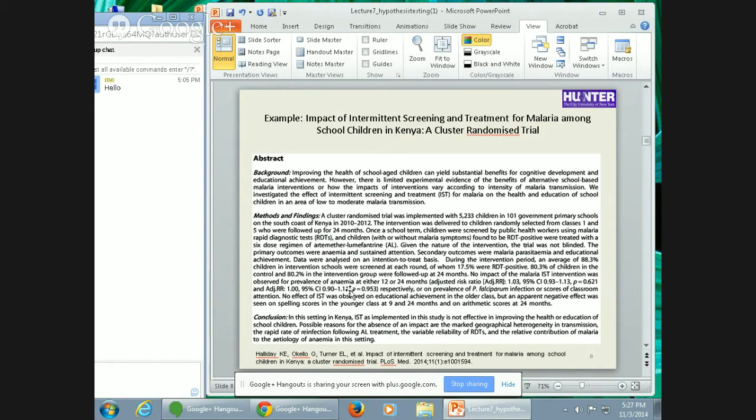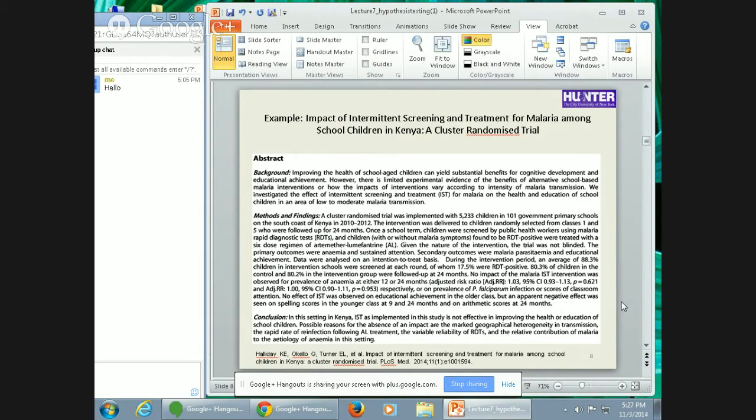So you can tell by the fact that this confidence interval includes 1, and also by the fact that the p-value is greater than 0.05, that they are not rejecting their null hypothesis. And they're concluding there is no evidence that this treatment is effective in preventing anemia. And then they talk about why that might be.